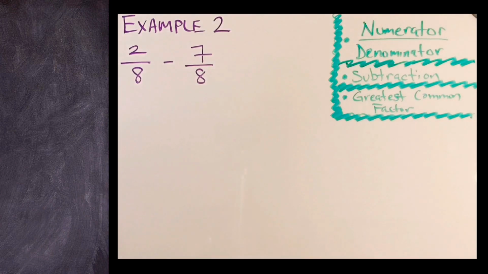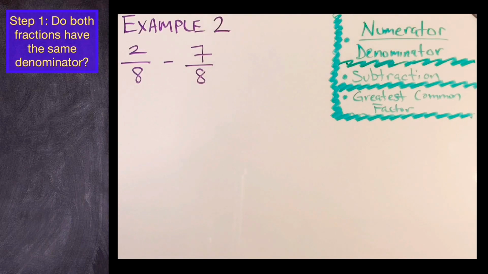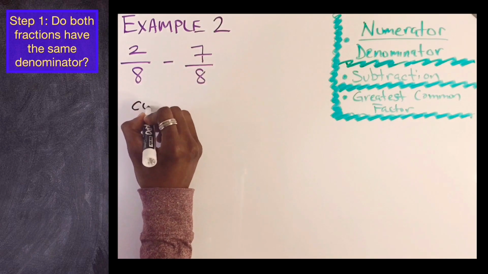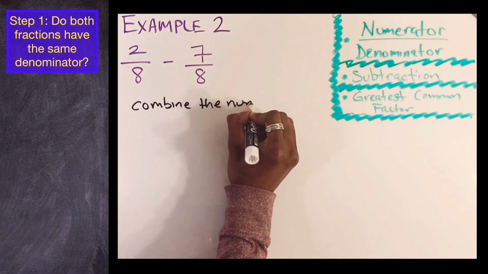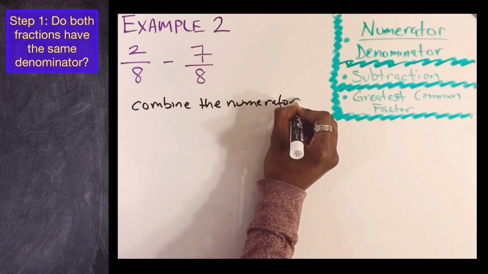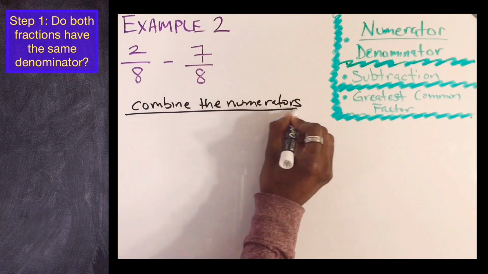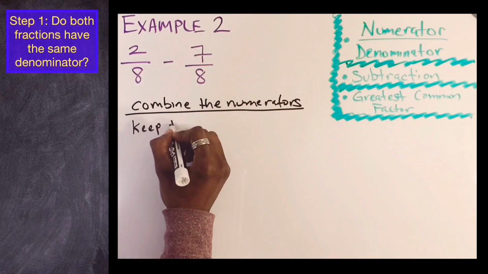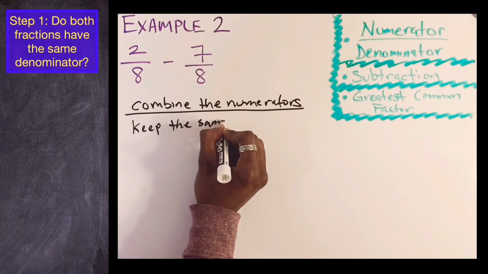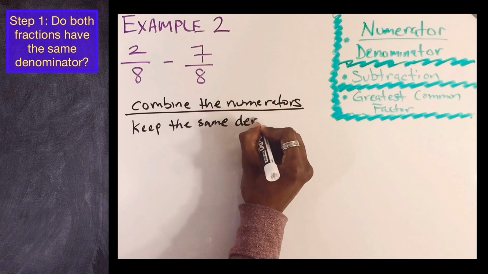All right, so let's take a look at example 2. So example 2 says 2 over 8 minus 7 over 8. So step 1, do both fractions have the same denominator? The answer is yes. So we're going to combine the numerators. Okay. And we're going to keep the same denominator.